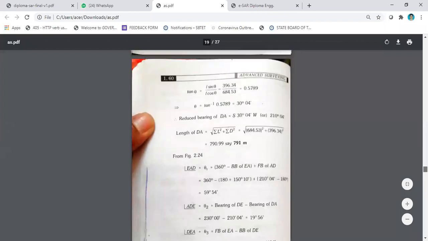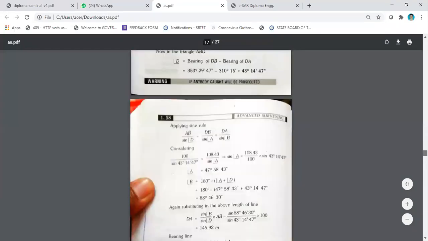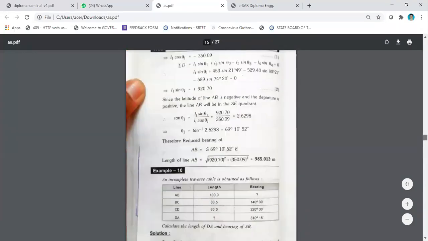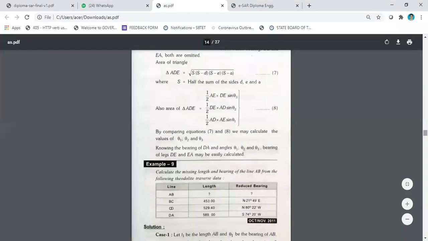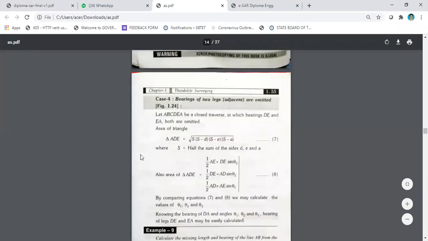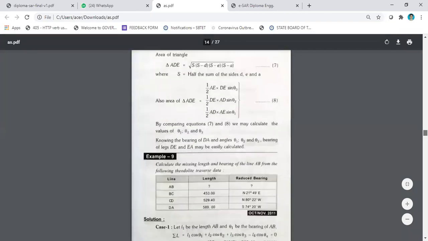So in the starting derivation part, he has used the area of triangle formula, but I think that is not required. You can use the cosine rule to calculate. I'll skip this one and I'll explain while I solve the problems for the fourth case.